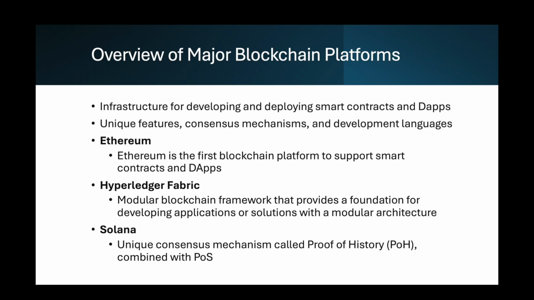Solana, known for its high throughput and fast transaction speeds, uses a unique consensus mechanism called proof of history, combined with POS. It's designed to support scalable dApps and cryptocurrencies, utilizing Rust and C as its primary programming languages.